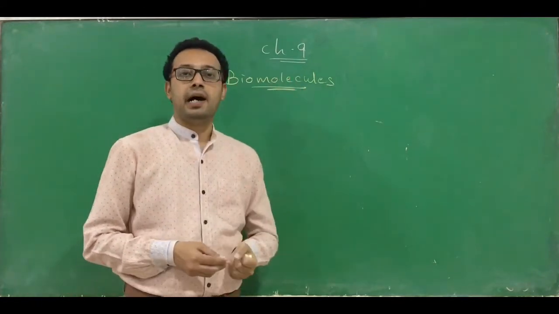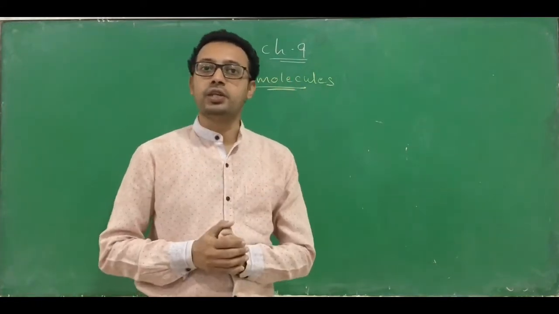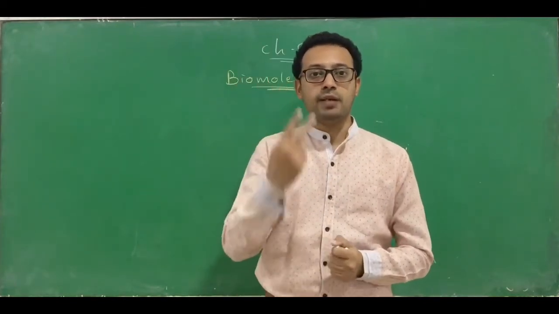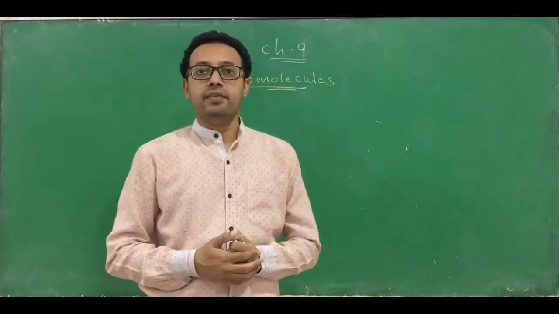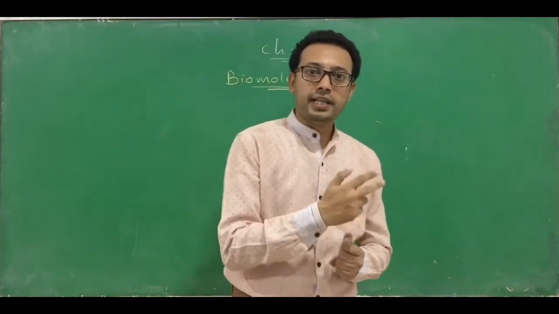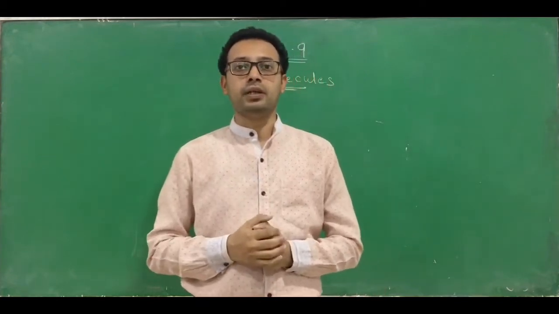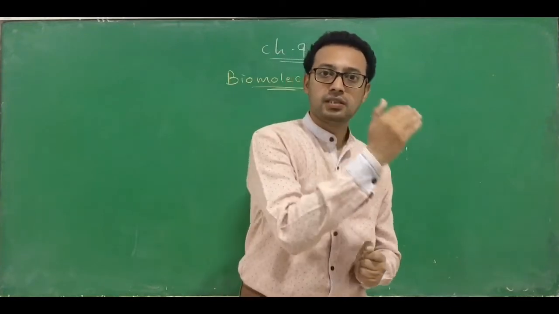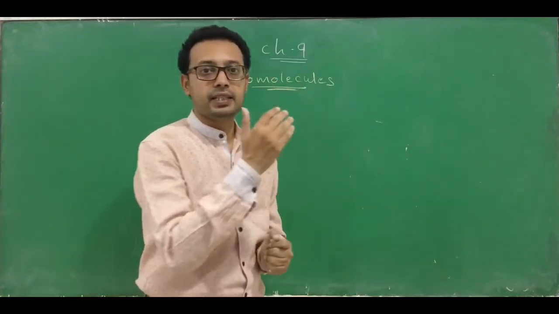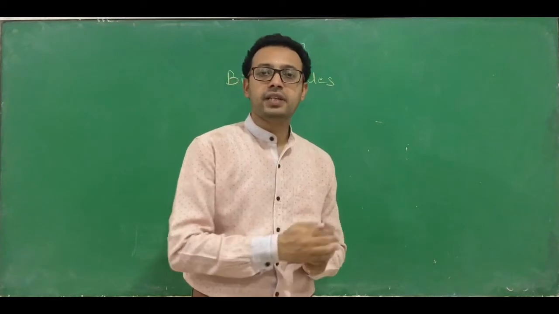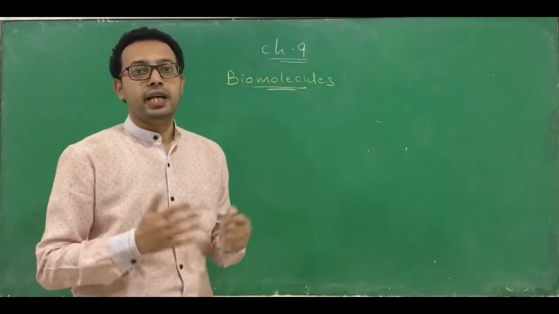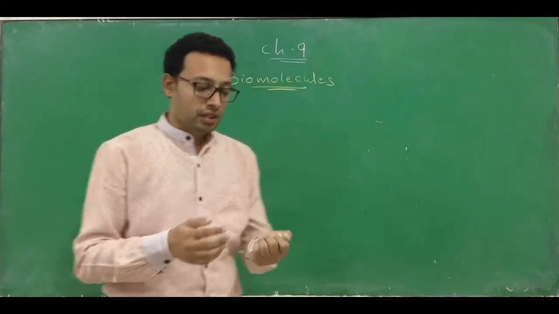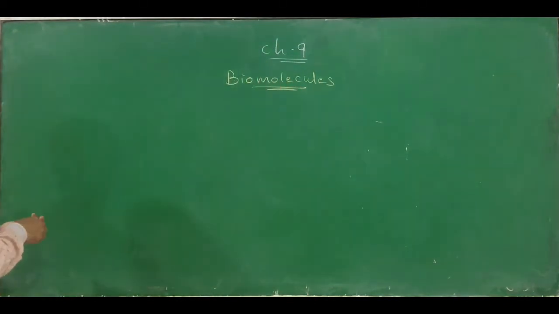Section number 9, biomolecules, means the molecules that you can find in a living organism. As you already know, there are two types of molecules you can find in a living organism: organic compounds and inorganic compounds. We are discussing the organic compounds first. We have discussed the amino acids, then the lipids, and today we have to discuss the nucleic acids. So here we discuss the nucleic acids.